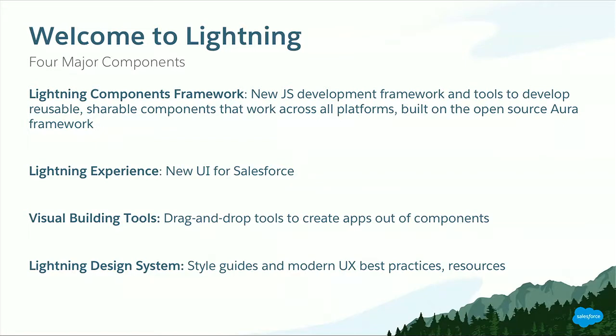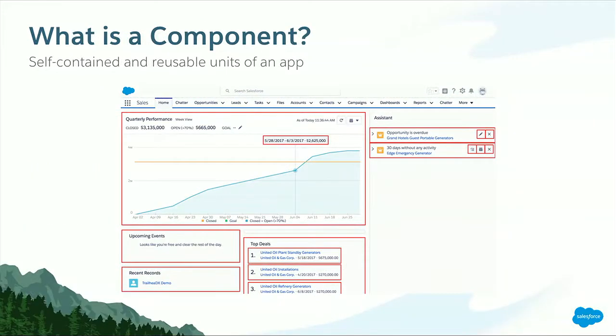We have our visual building tools. These tools are things like the Lightning App Builder, the Community Builder, where you take components, build apps out of them, and create awesome experiences for your users with clicks instead of code. And lastly, we have our Lightning Design System. This is an open source collection of HTML templates and CSS elements for you to create programs, not necessarily on the Salesforce platform, that meet our styling.